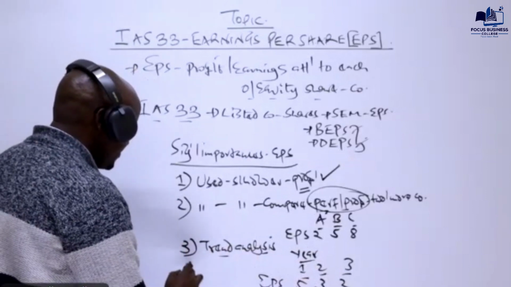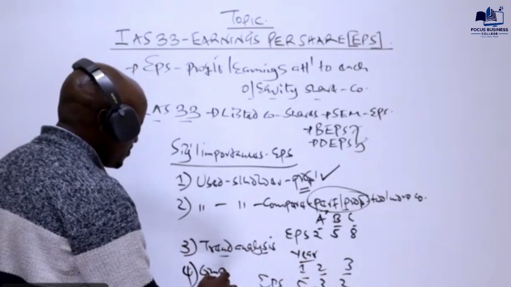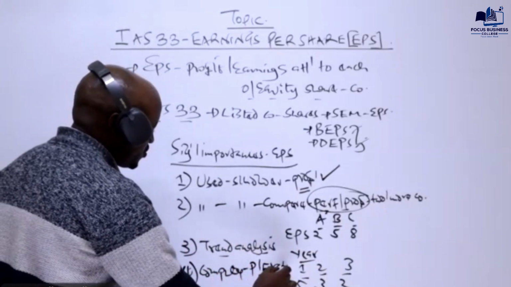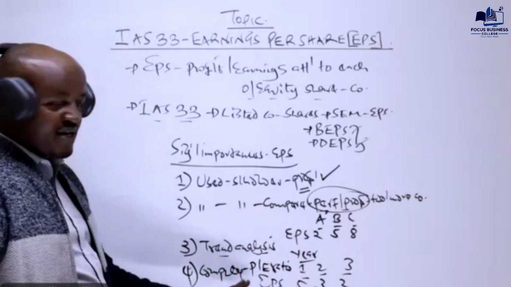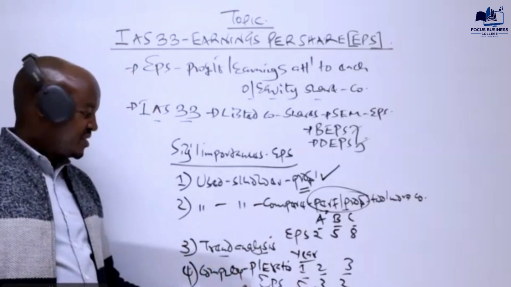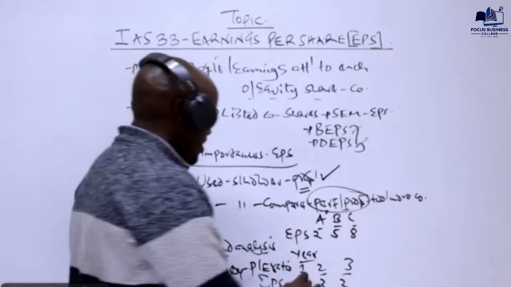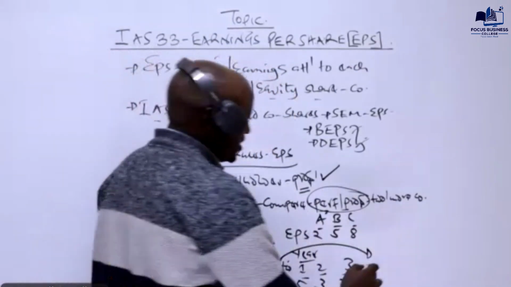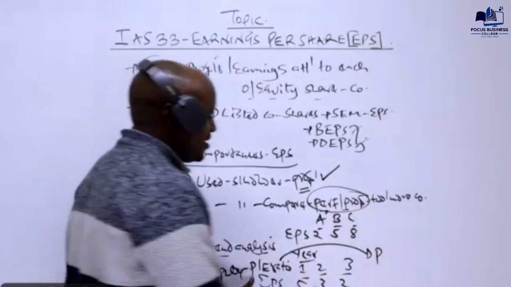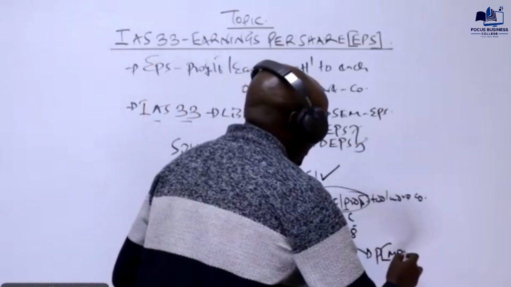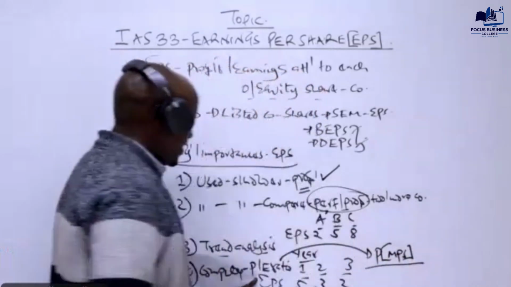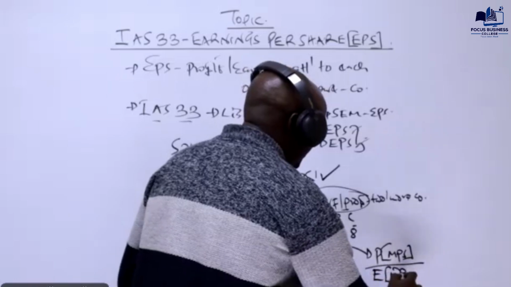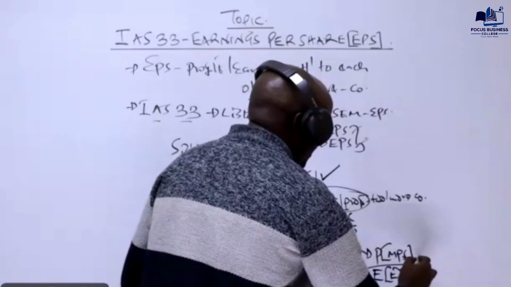Finally, the earnings per share is also used to compute something called the price-earning ratio. It is used in computing the price-earning ratio. Price-earning ratio is another type of ratio. How do we compute this price-earning ratio? We take P, which represents the market price per share, divided by E. E here stands for earnings per share. We then multiply that with 100.